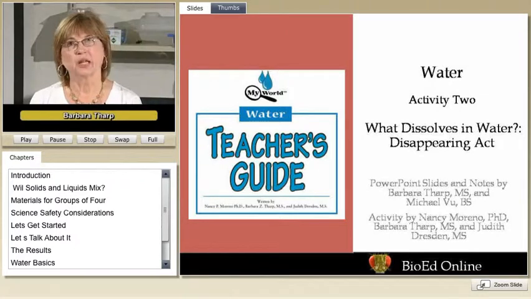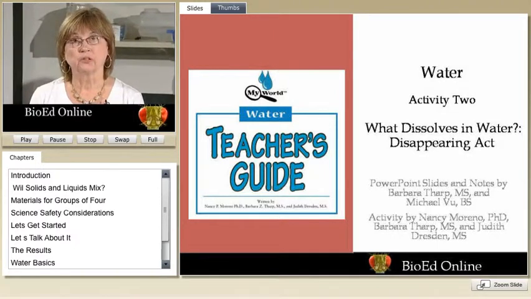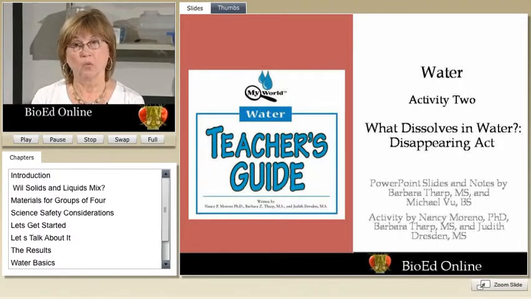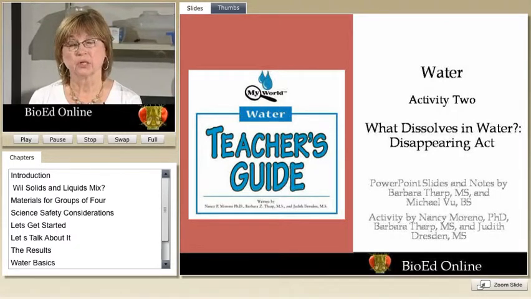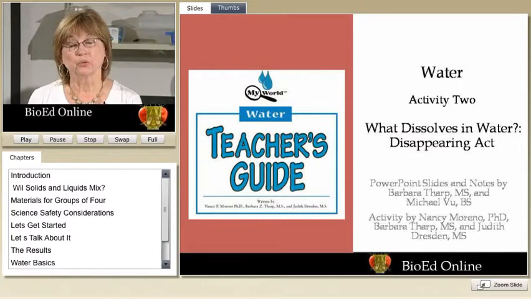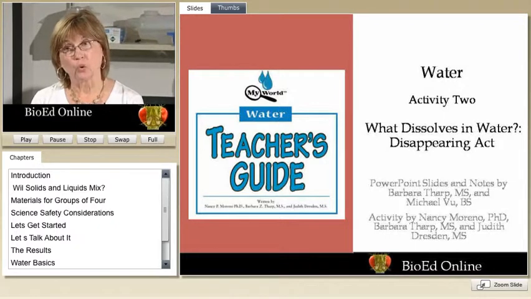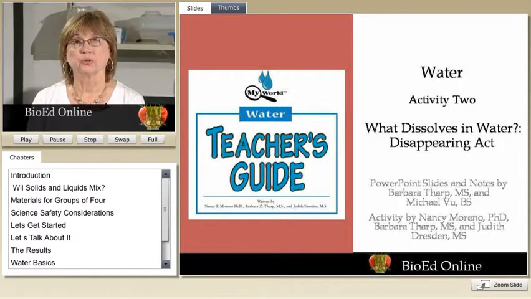Today we're going to do the second activity from the My World series on water, Disappearing Act. The objectives for the activity are aligned with the national science standards, both for physical science and science of inquiry. This activity uses guided inquiry to look at one of the most unique physical properties of water, its ability to dissolve different materials. Students will be able to observe water dissolving 6 different materials, and be able to observe, record, and draw conclusions regarding those materials.